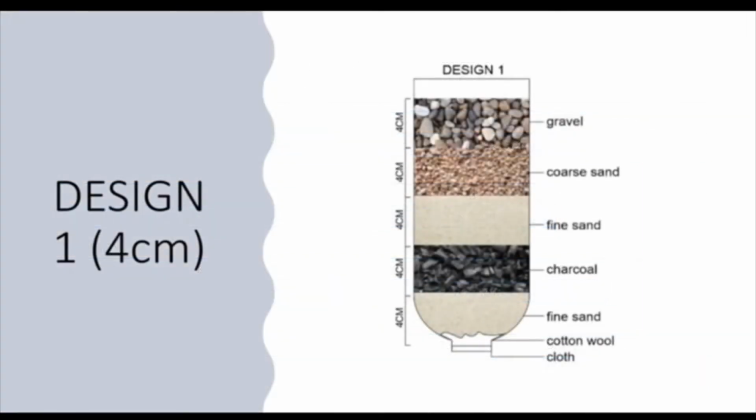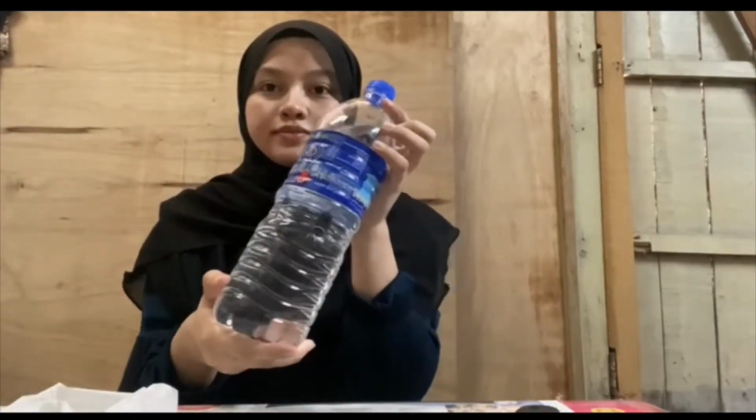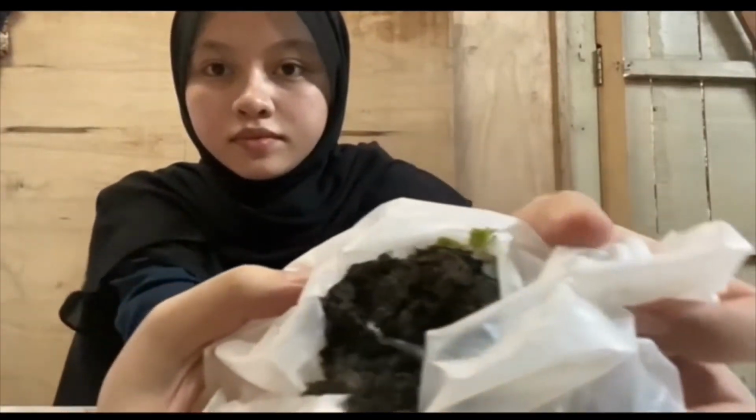For the first design, I will use the measurement of 4 cm of materials to make the water purification system. The materials needed are cloth, cotton wool, fine sand, charcoal, coarse sand, and gravel. To make the water purification system, we need tap water and soil to make synthetic wastewater as a replacement of real wastewater.